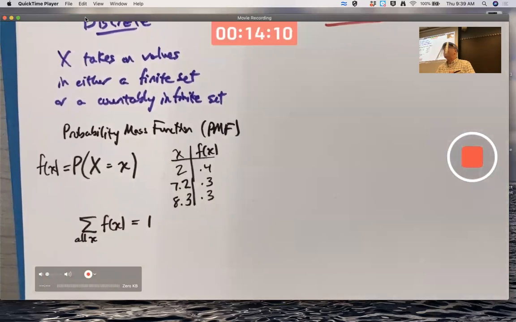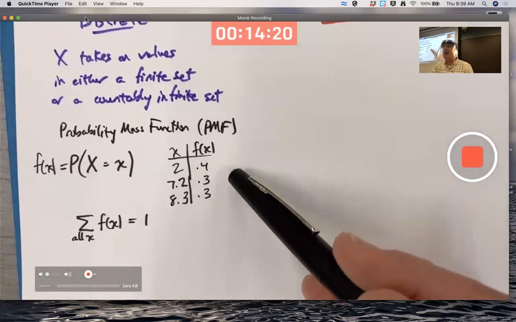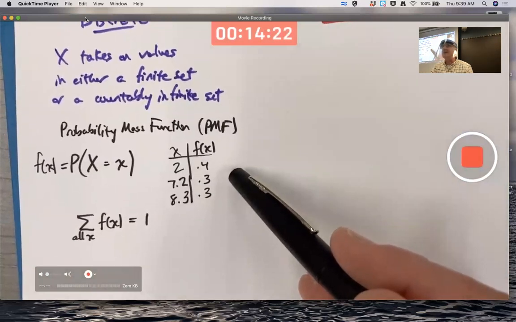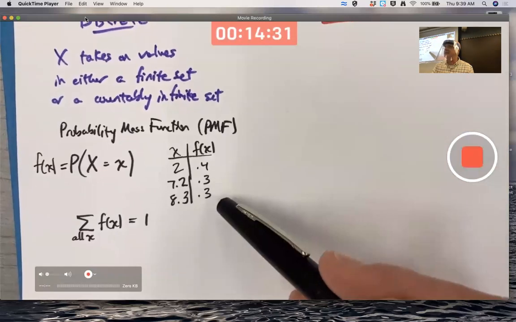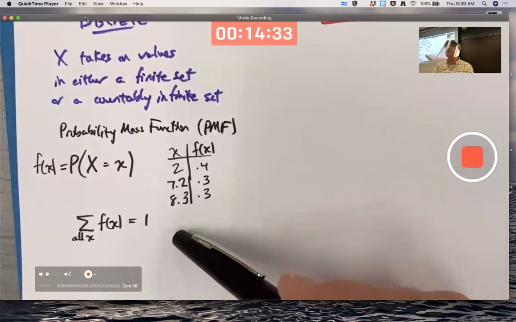Technically speaking, we also think of this thing as being defined for all real values of x. However, it's only positive on a finite set or a countably infinite set, where capital X takes on values with positive probability. But technically speaking, it's easiest to think of it as being defined for all real x, and wherever it's not positive, it's 0.